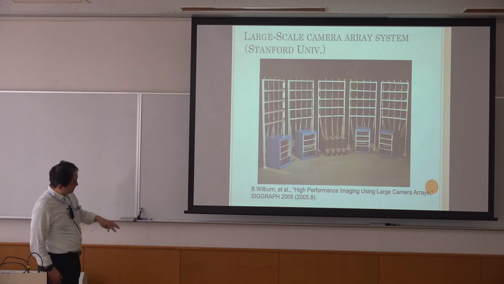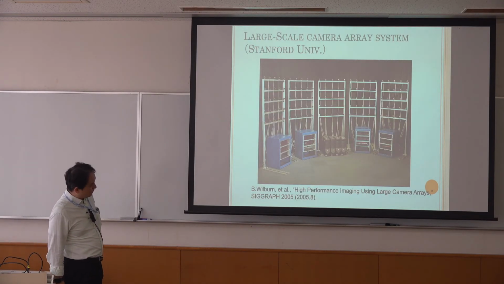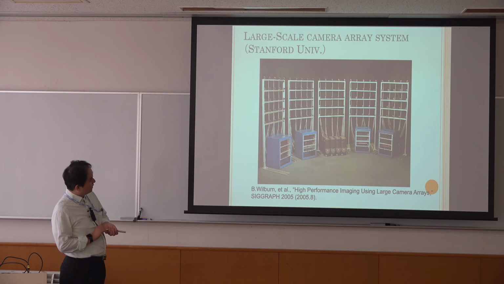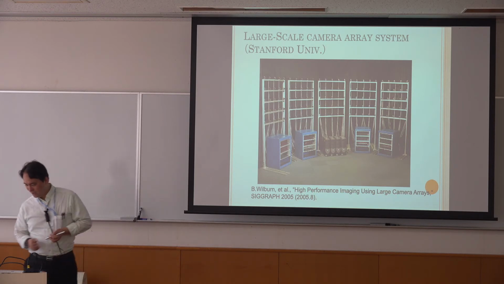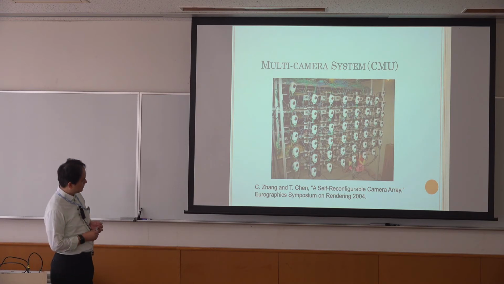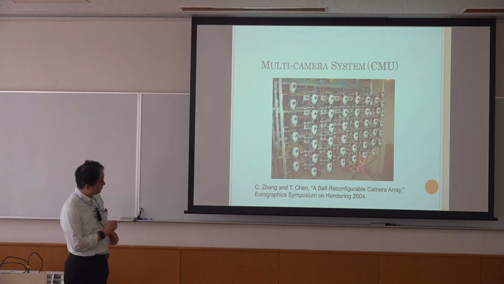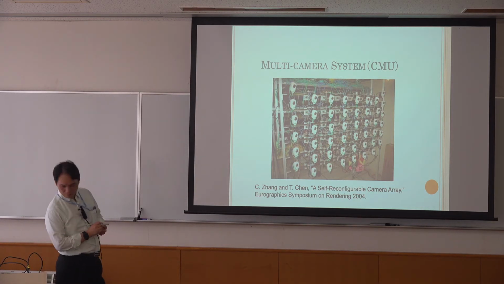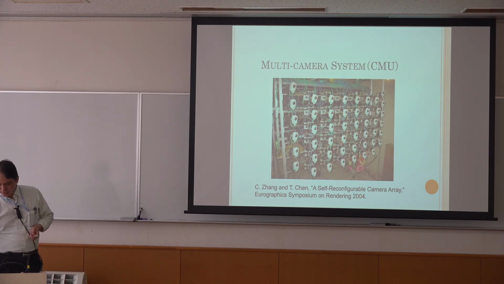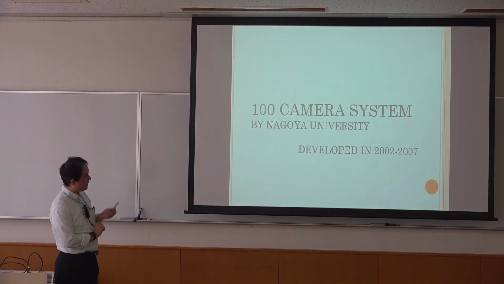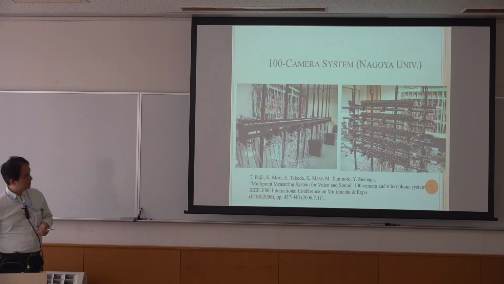For example, this is a very famous one. Stanford University developed about 128 cameras or something. But they didn't say multi-camera system. They said high performance imaging using a large camera array. Carnegie Mellon University developed this kind of self-configurable camera array in 2004. And we, Nagoya University, developed a 100 camera system. So like this.